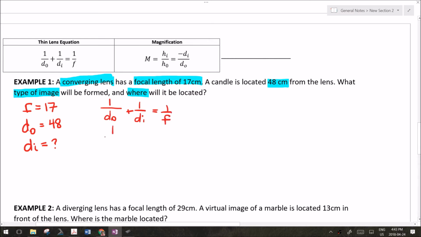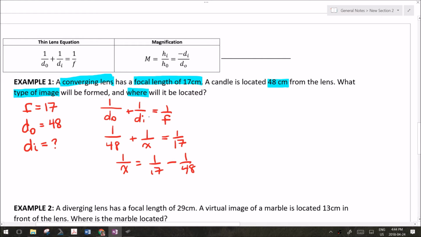I'll plug in what I have. I know that the DO is 48 centimeters, DI is unknown, and my focal length is 17. Using my math skills, I know that if I take this number and I move it to the other side, 1 over x is equal to 1 over 17 minus 1 over 48.